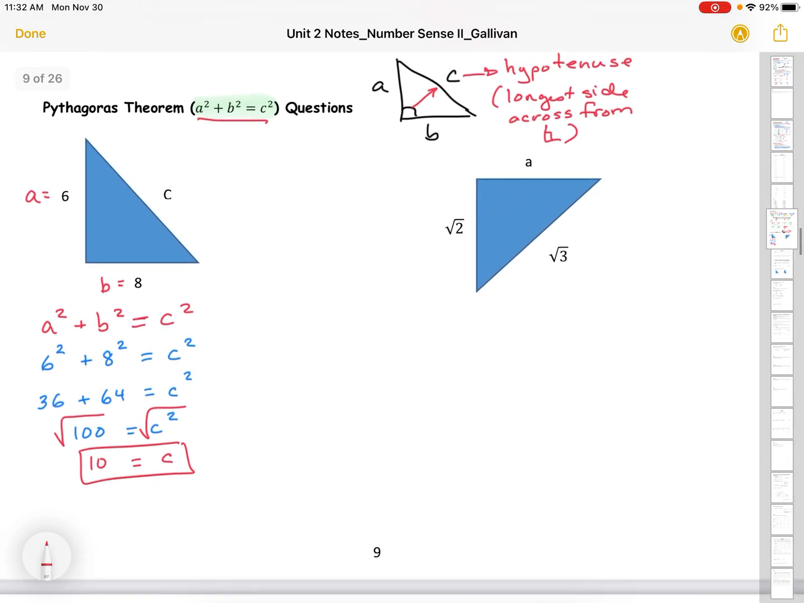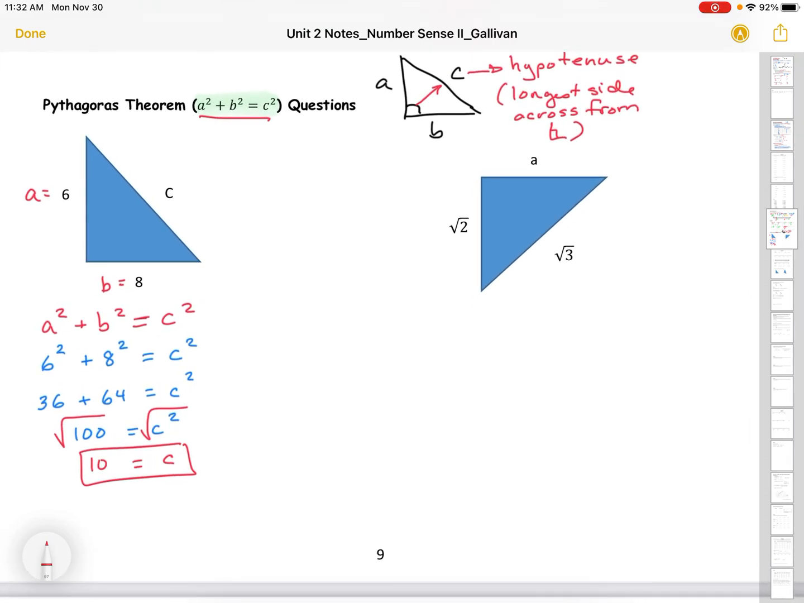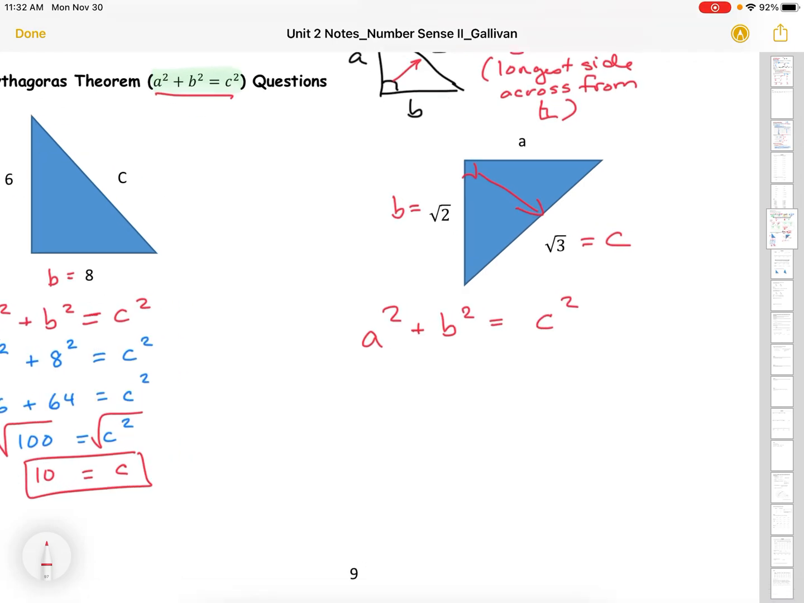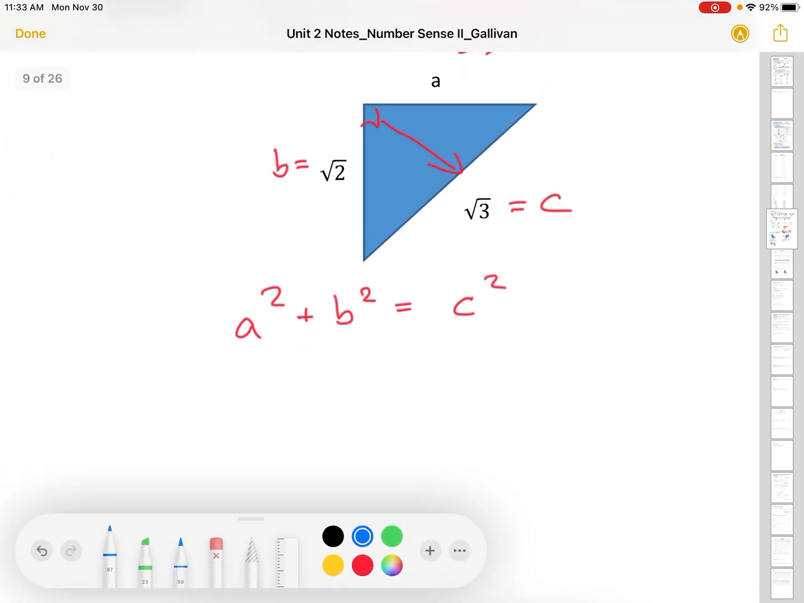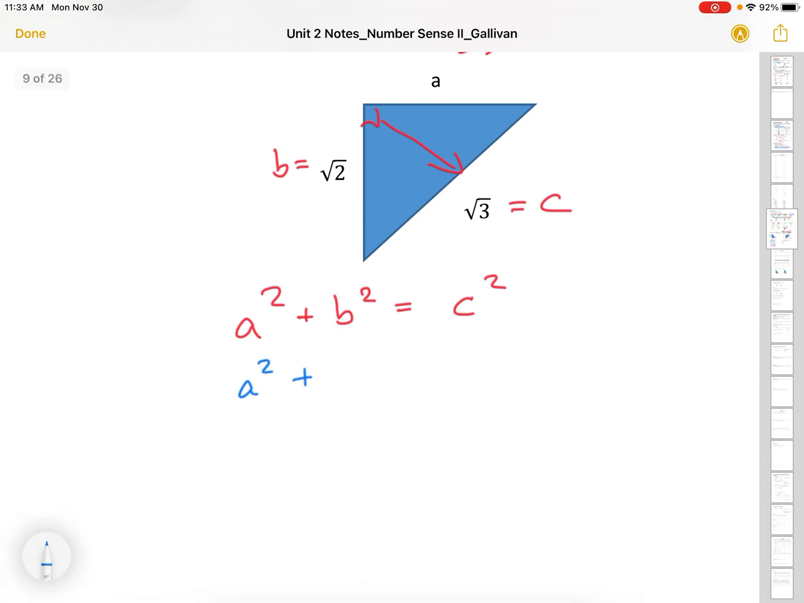All right, now here we have roots. Oh no, miss, what happens? Well, first let's label. We know our side A is what we're looking for. We'll call this one B, and this is the hypotenuse, right? So it is C. So let's write our formula out. A squared plus b squared equals c squared. Okay, now let's fill in. A squared is a squared. We're looking for it. B squared is root 2 squared. And c squared is root 3 squared.